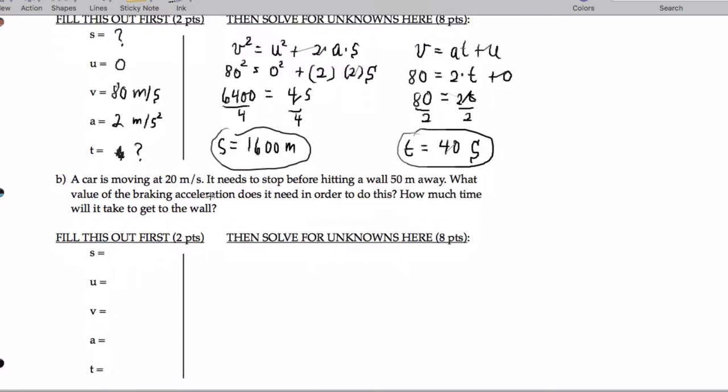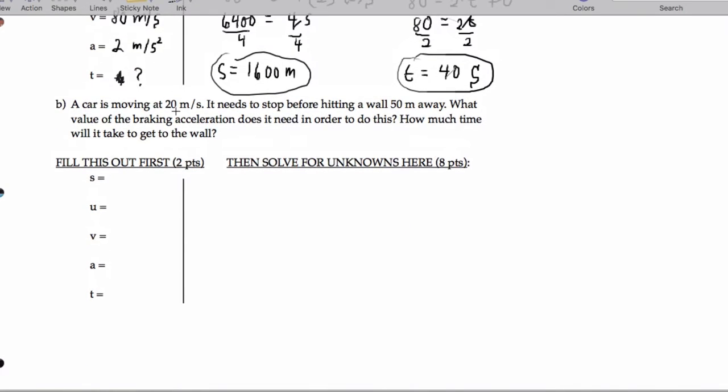Now let's go ahead and do part B. So a car is initially moving at 20 meters per second. It needs to stop before hitting a wall 50 meters away. We want to know the value of the braking acceleration, and we want to know how much time it will take to get to that wall. So let's go ahead and do that.